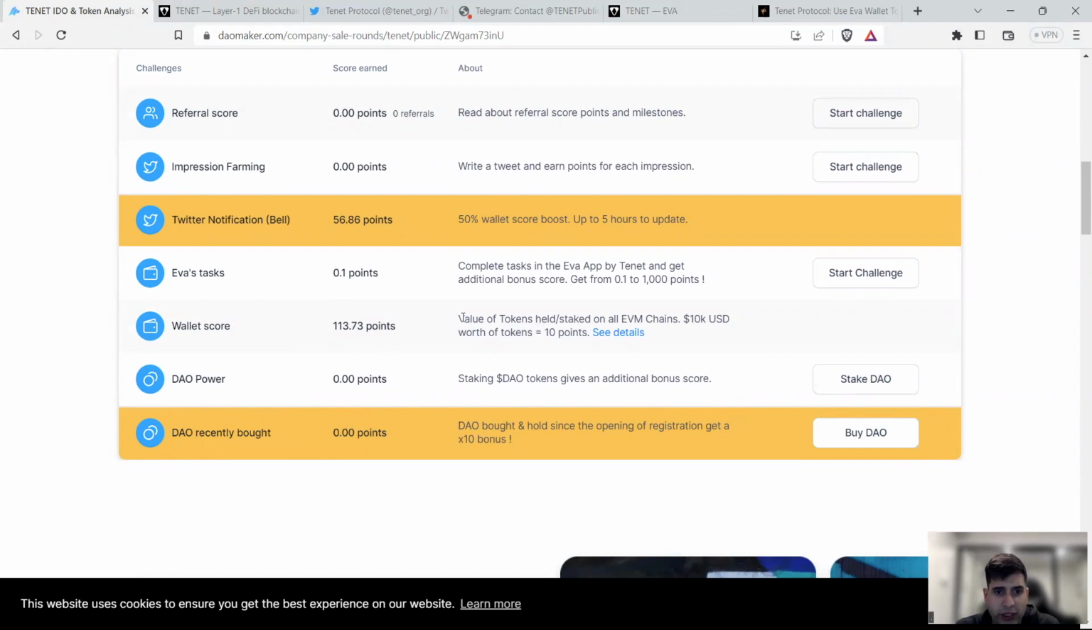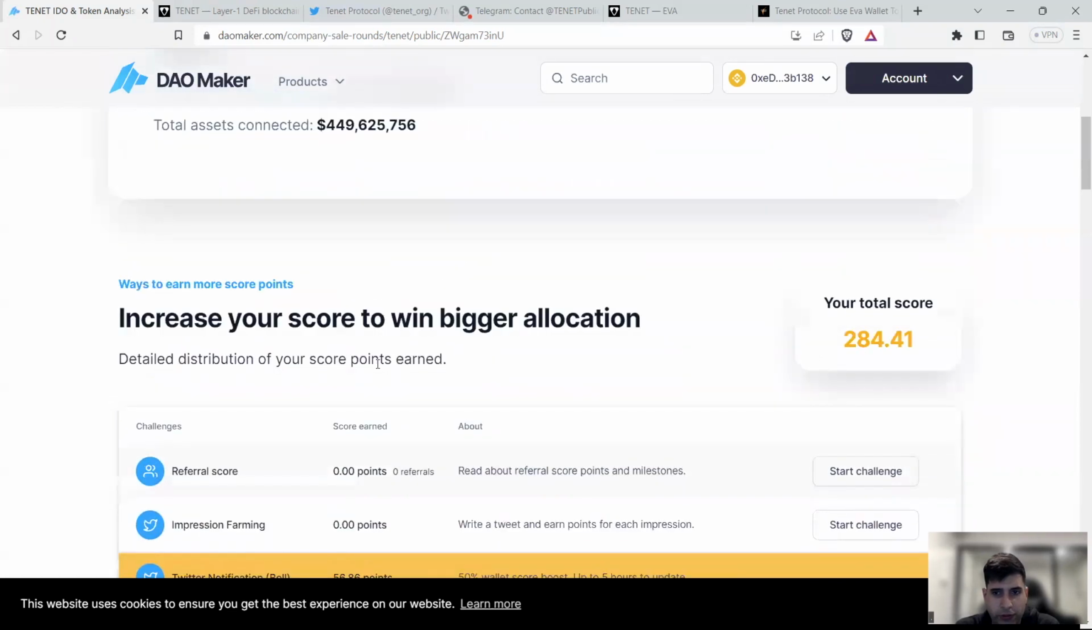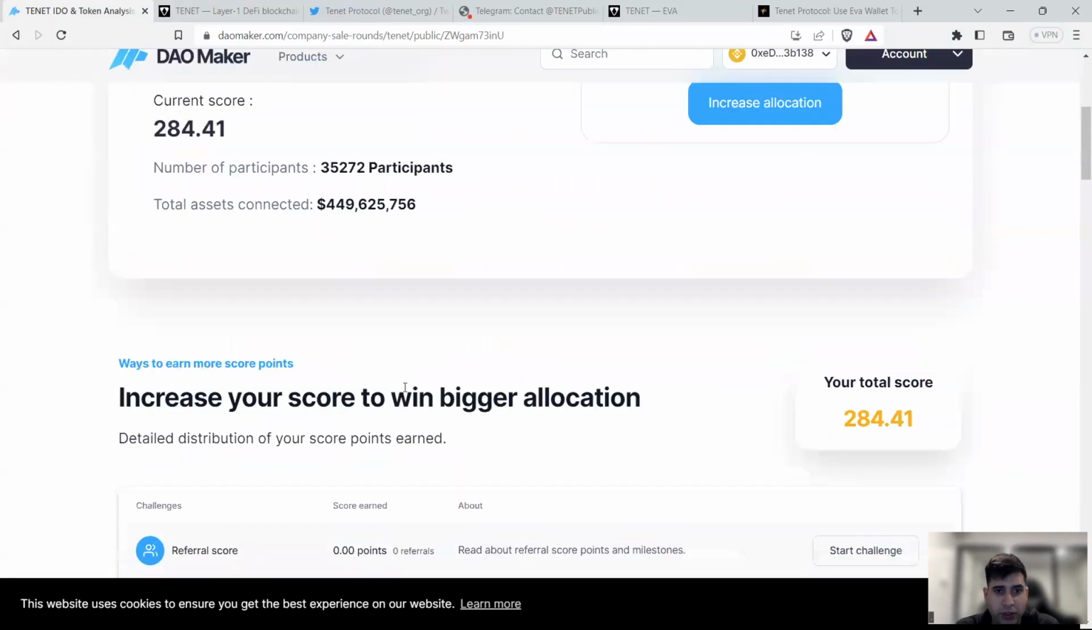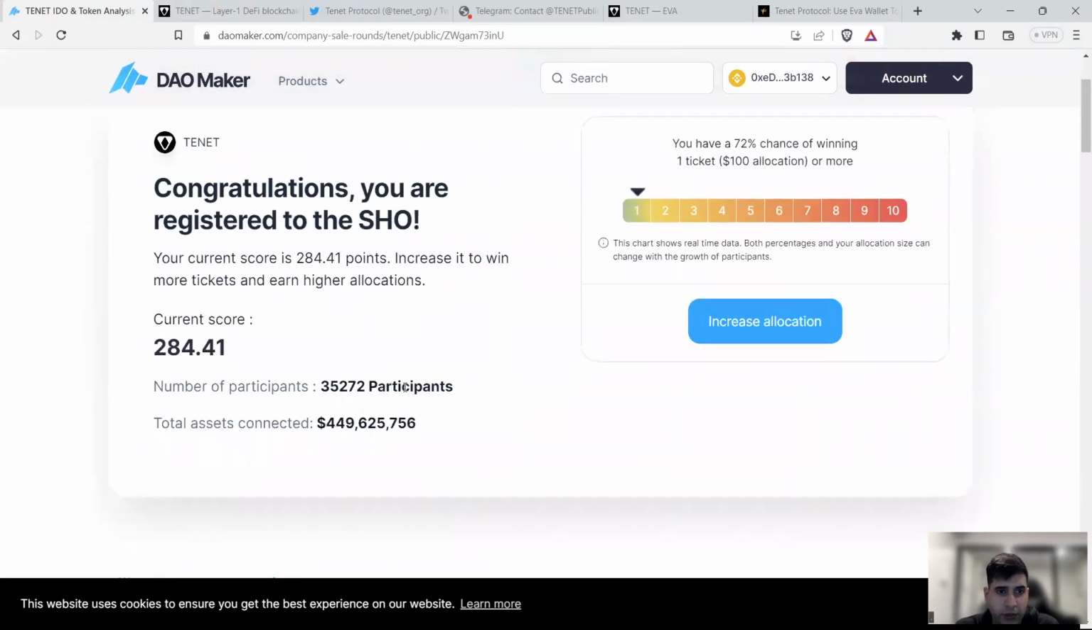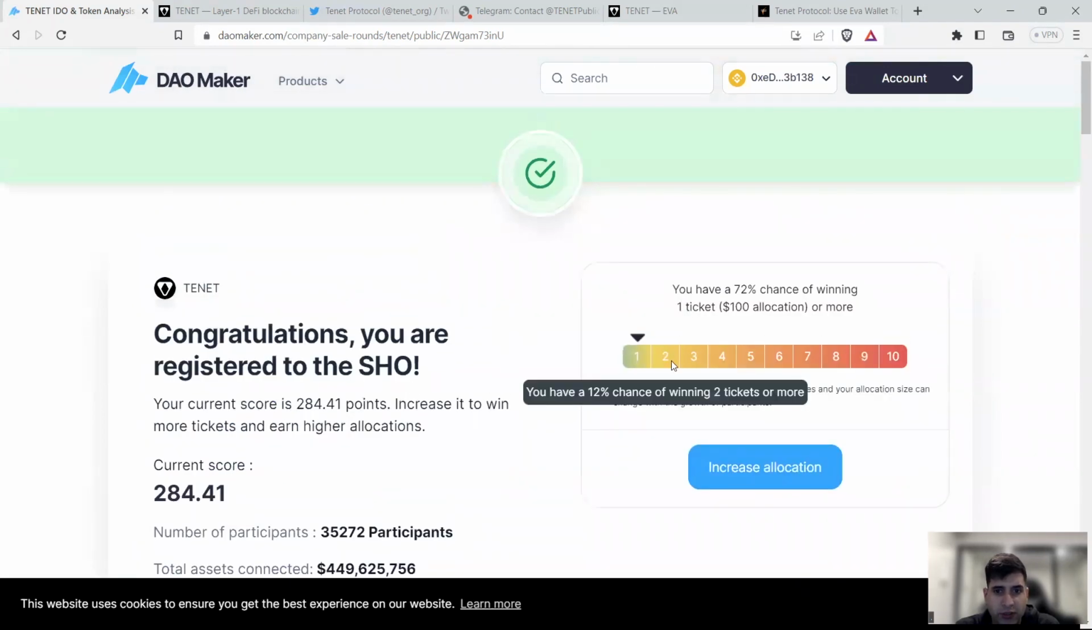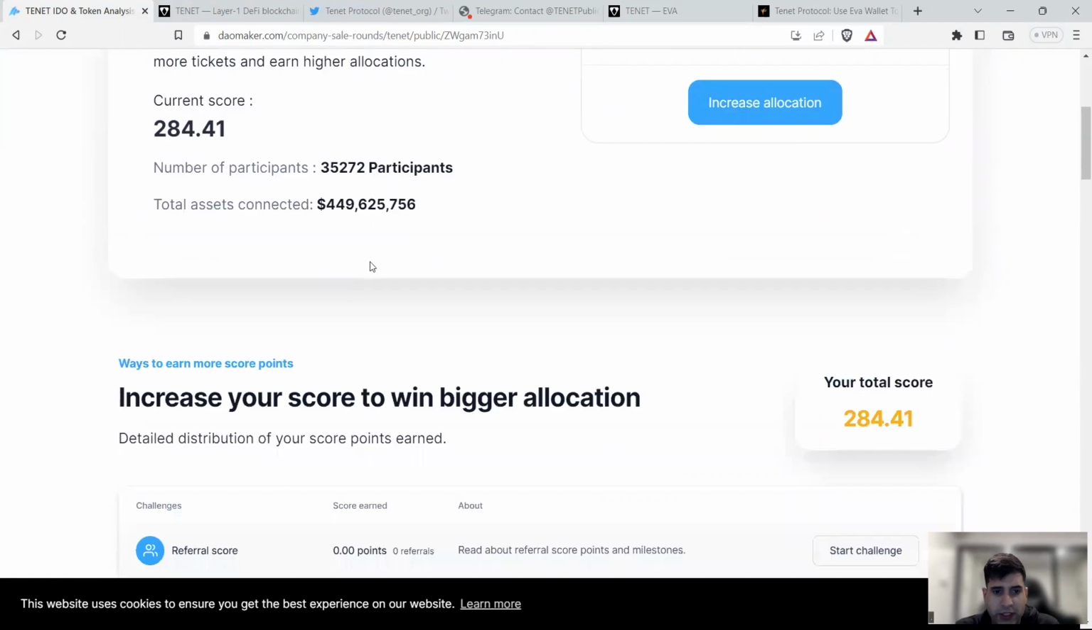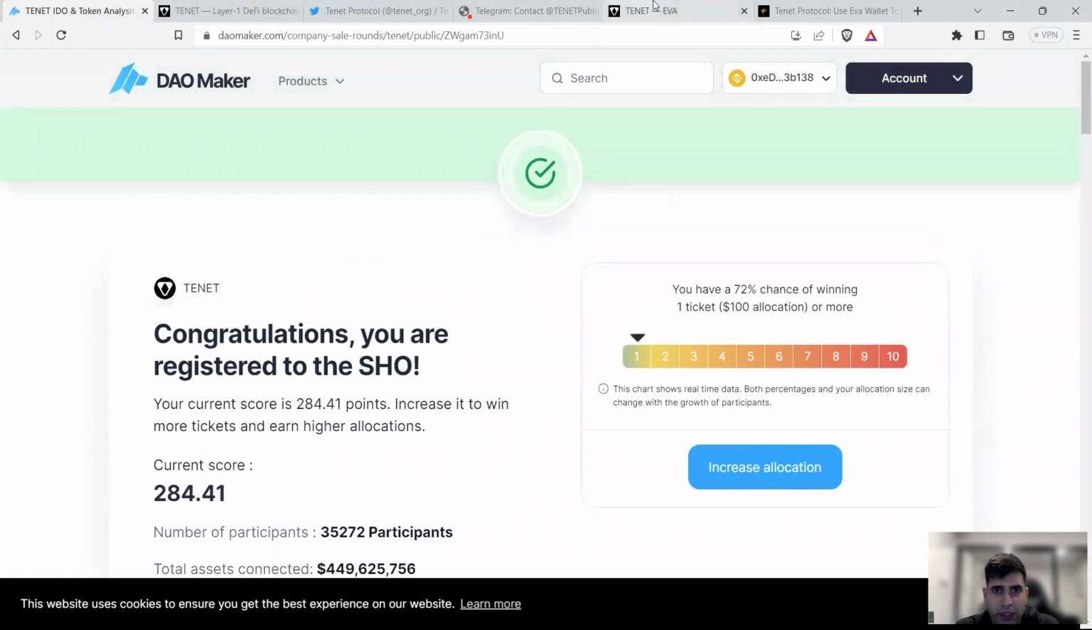So if you have 10K USD worth of tokens, that gives you 10 points here. And also if you follow on Twitter with the notification bell, it gives you even further points. So these are some of the ways that you could increase your chances. I'll share the link for the referral as well, so you can get an even higher chance.